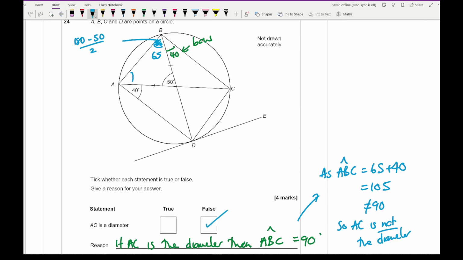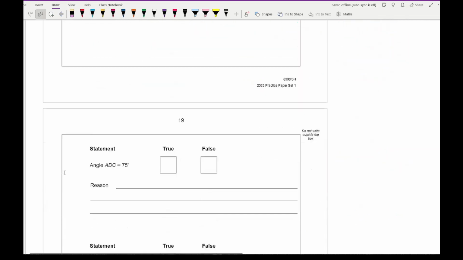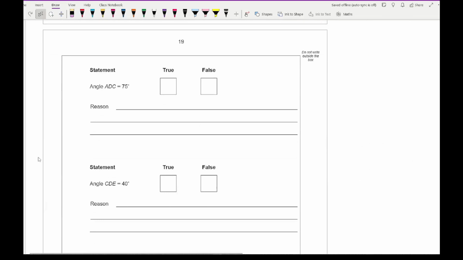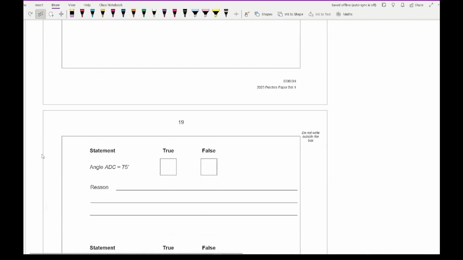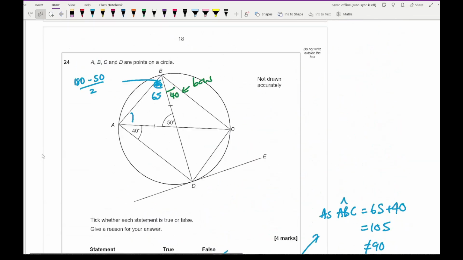So the answer is false. The next question then says angle ADC is 75. So let's have a look at what angle ADC is. So ADC, so it's this angle here we need to find.